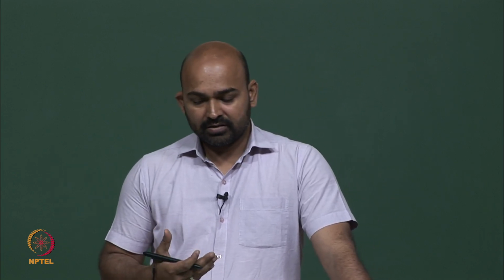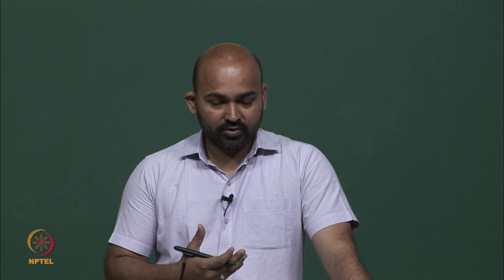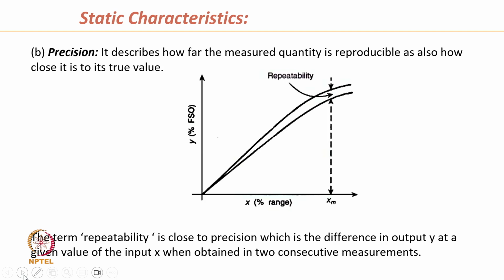The next static characteristic is precision. So, the precision is how far the measured quantity is reproducible, as also how close it is to its true value. So, the precision is up to how far the measured quantity is reproducible. So, we have output which is y as a percentage of full scale, and the input is x which is in percentage. Now, we sweep the input from 0 to xm, which is the complete value.